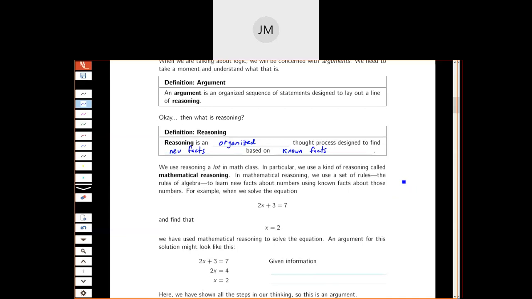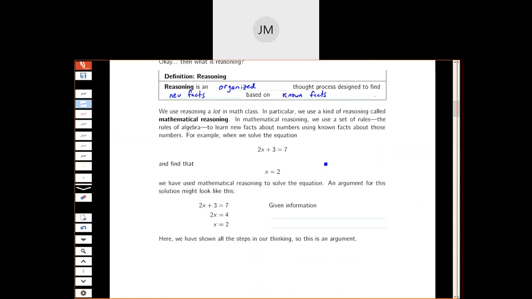So we use reasoning a lot in a math class. And there's a name for the specific type of reasoning we use in a math class called mathematical reasoning, because it happens so much, and it's kind of its own separate thing. It's different than a lot of the other reasonings that we'll talk about. In mathematical reasoning, we have a set of rules, typically the rules of algebra, that guide our reasoning process. And so what we want to do is learn new facts, usually about numbers, using known facts about the numbers. So here's an example of that.